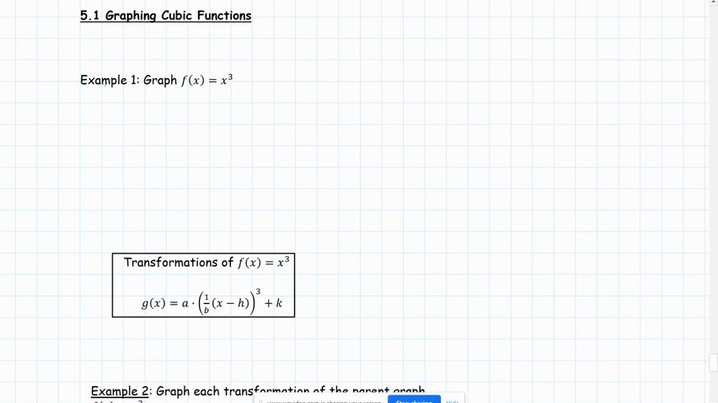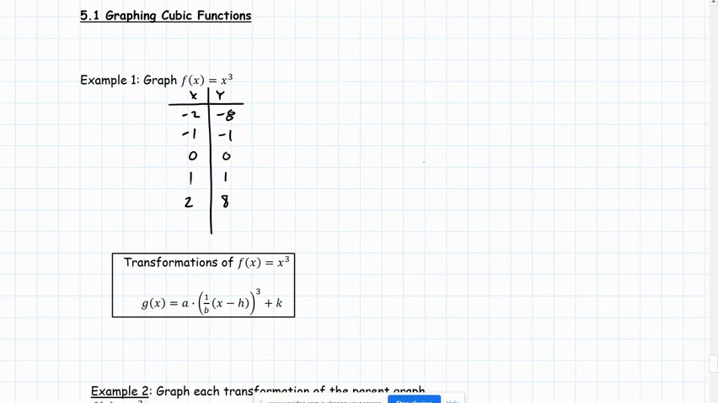So before we get too far, we want to make sure we establish our parent graph f of x equals x cubed, and we can easily get that by setting up a table of values for x and y. So if we plug in, let's say -2, -1, 0, 1, and 2. -2 cubed means -2 times -2 times -2, which is -8. -1 cubed is -1. 0 cubed is 0. 1 cubed is 1. And 2 cubed is +8.